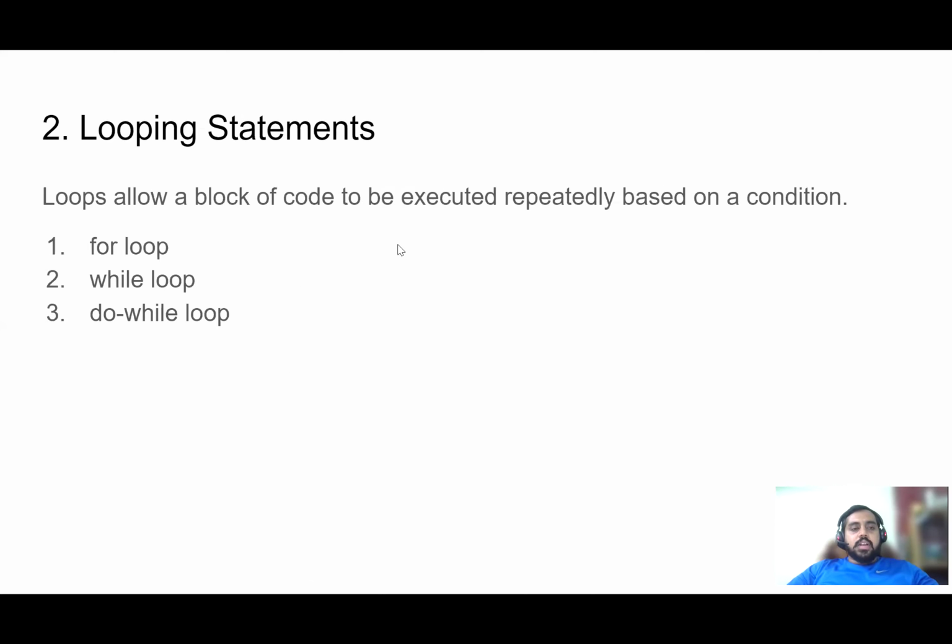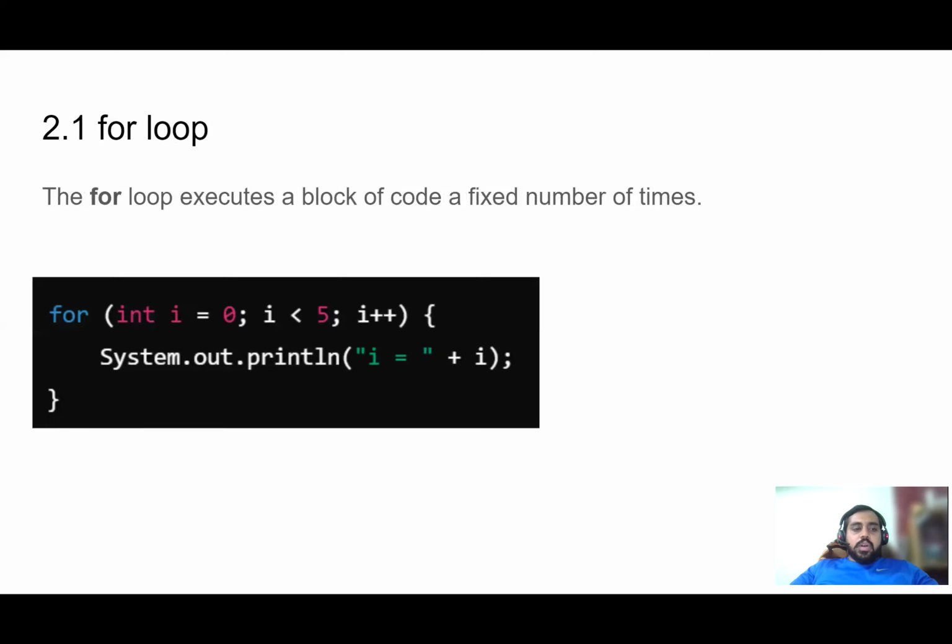So let's come to the second one, that is looping statements. We use loop statements when we want our program to repeatedly do some necessary work. That means we need our code to be executed repeatedly based on some conditions. In looping statements, we have three types: for loop, while loop, and do while loop. Let's see what a for loop is.